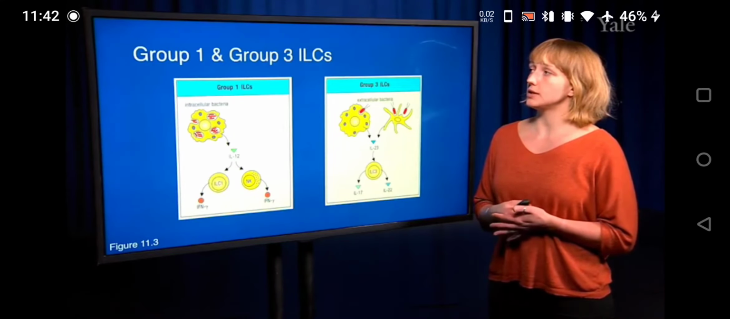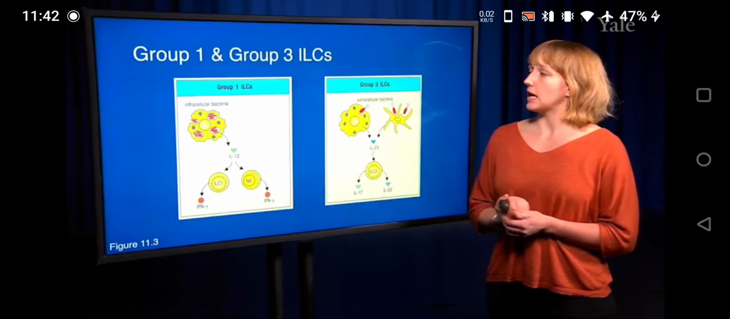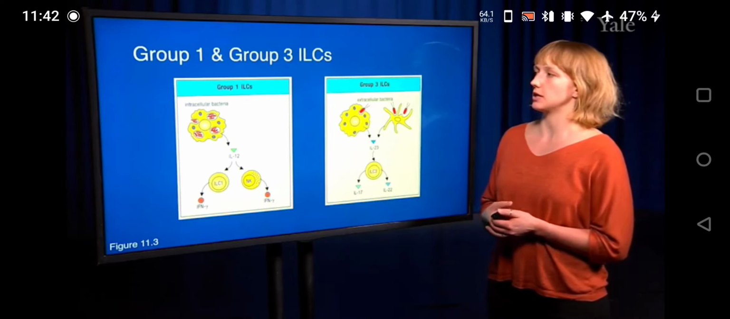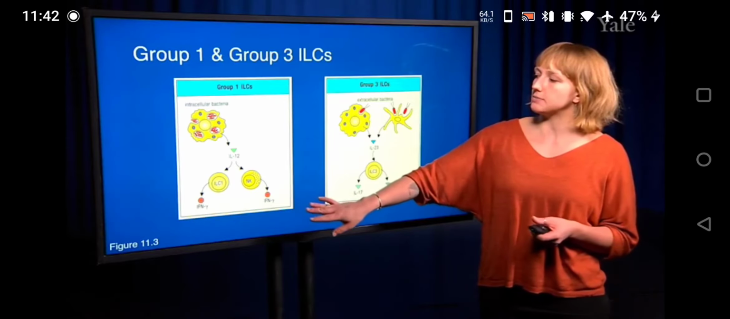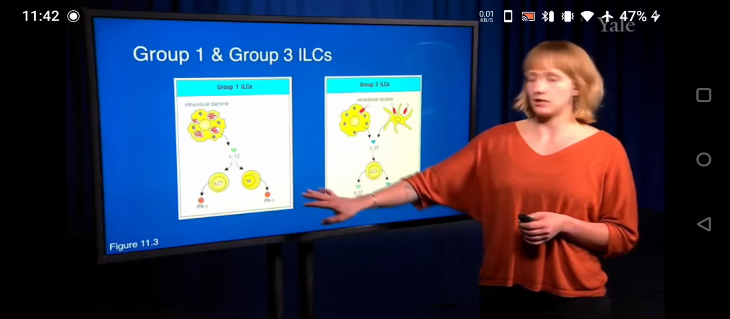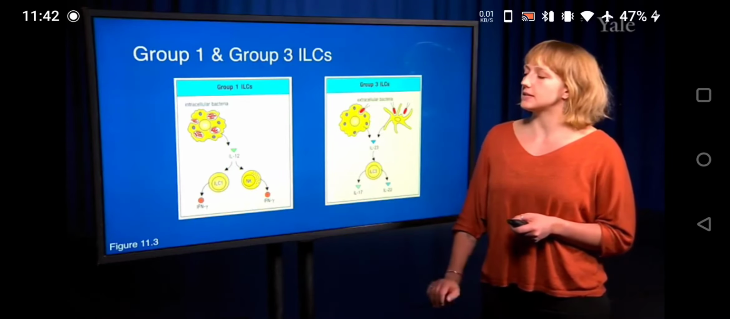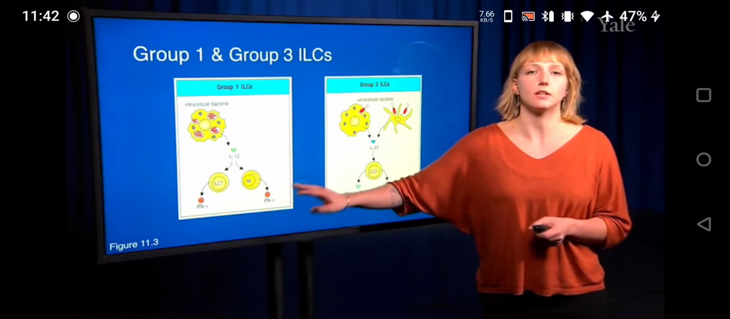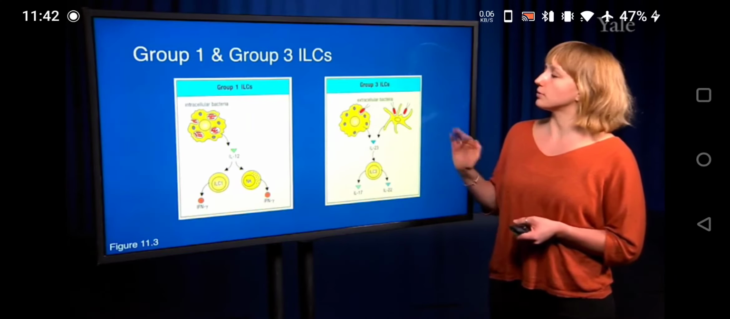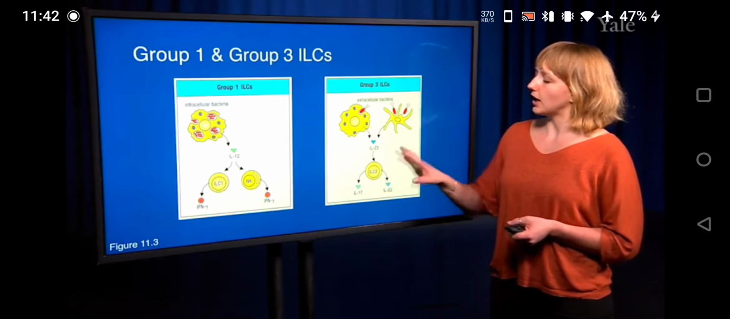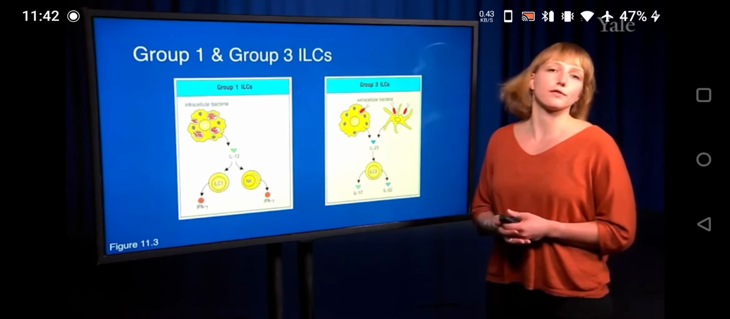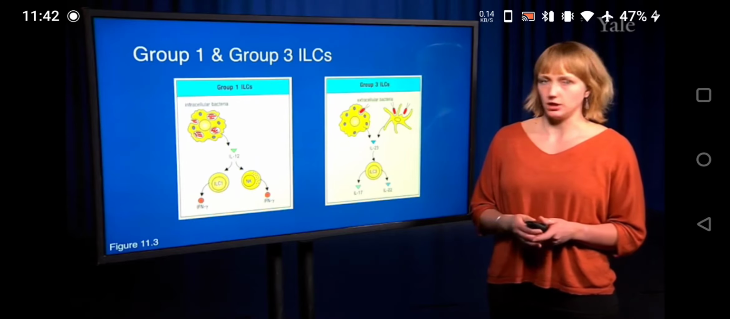Now, Group 1 and Group 3 ILCs work together to battle intracellular and extracellular bacteria, with Group 1 ILCs being very critical in the response to intracellular bacteria, and these lead predominantly to the production of interferon gamma, stimulating macrophages. And Group 3 ILCs are very critical in generating IL-17 and IL-22 to lead to neutrophil recruitment and activation.